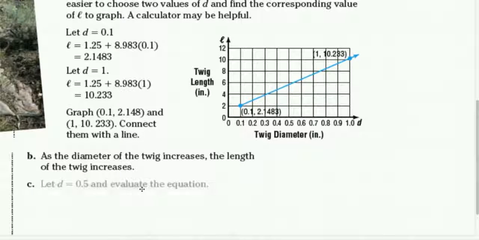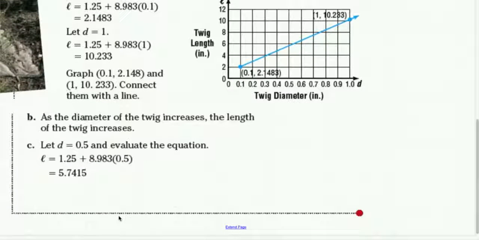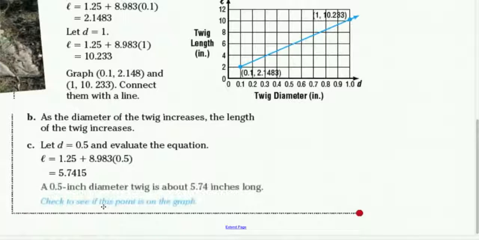And letter C, it's asking what would be the length of a twig if its diameter is 0.5 of an inch. So we simply substitute 0.5 into the equation. And then we have 5.7415. So a 0.5 inch diameter twig is about 5.74 inches long. And if you notice this point right here, which is 0.5 and 5.74, it will be on that line, and our answer checks out.